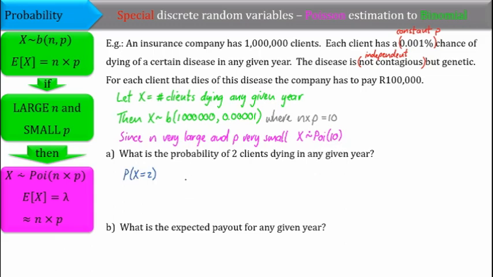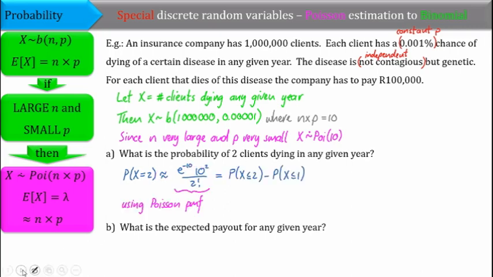Right, so now we can answer the first question. What is the probability of 2 clients dying in any given year? Well, that means we need the probability of x equal to 2. Now we know that that will simply be e to the minus 10, 10 to the 2 over 2 factorial, using our Poisson PMF. Remember, for the Poisson PMF, we need to substitute lambda, so that's 10, and then we need to substitute our x value, and that's 2. I'm saying it is approximately because this is actually a binomial, but we're using the Poisson to estimate it. Right, so that all comes from the Poisson PMF.